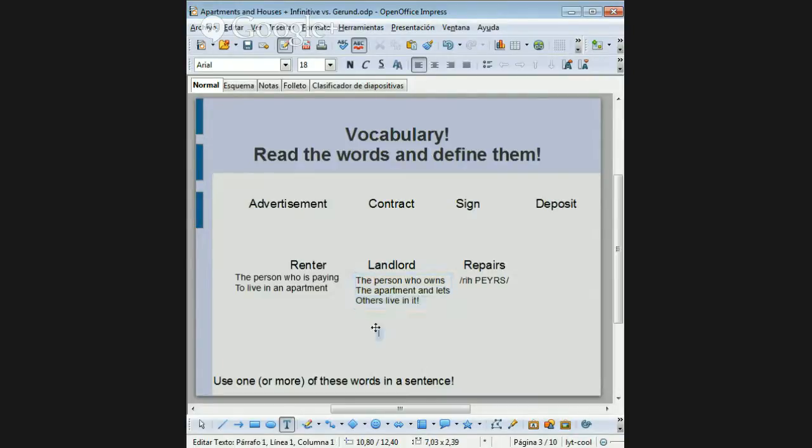Does that make sense? The difference between a renter, the person who's paying to live in the apartment, and the landlord, the person who owns the apartment and lets others live in it. Does that make sense? Yes. And can we hire the apartment? We would rent the apartment. Okay. And any other questions?